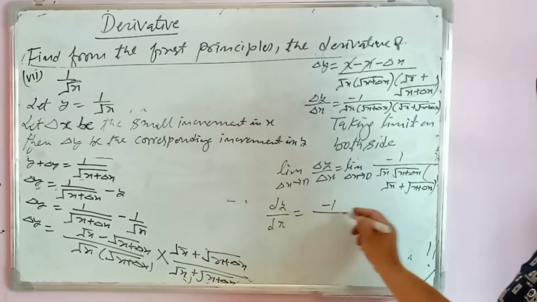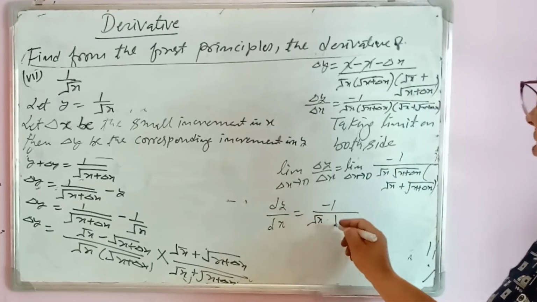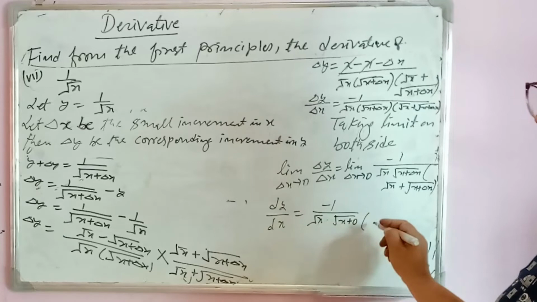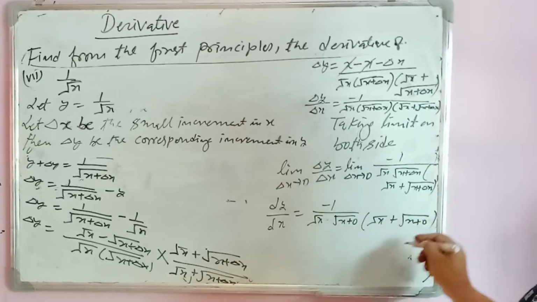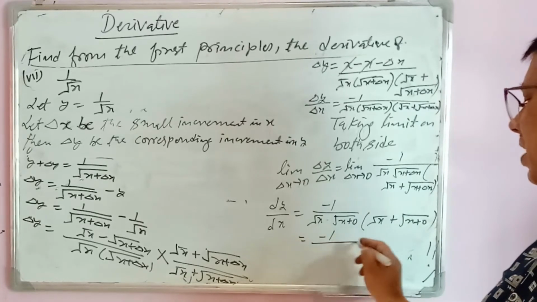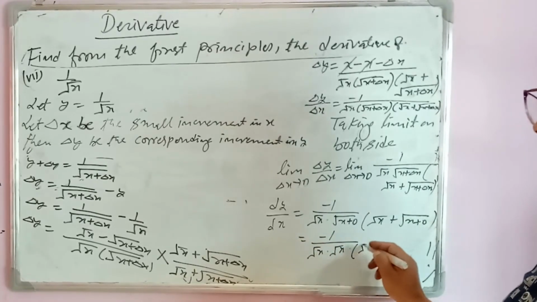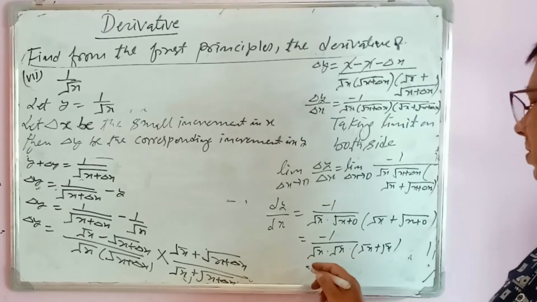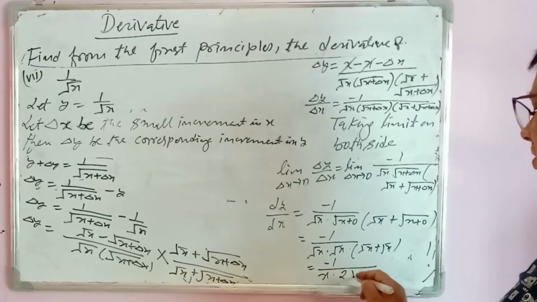Now minus 1. Now we'll put in place of delta x 0. That is root x as it is. Here root x plus 0 and bracket root x as it is plus root x plus 0. Minus 1 by root x plus root x. That means minus 1 by root x only. This is 2 root x.